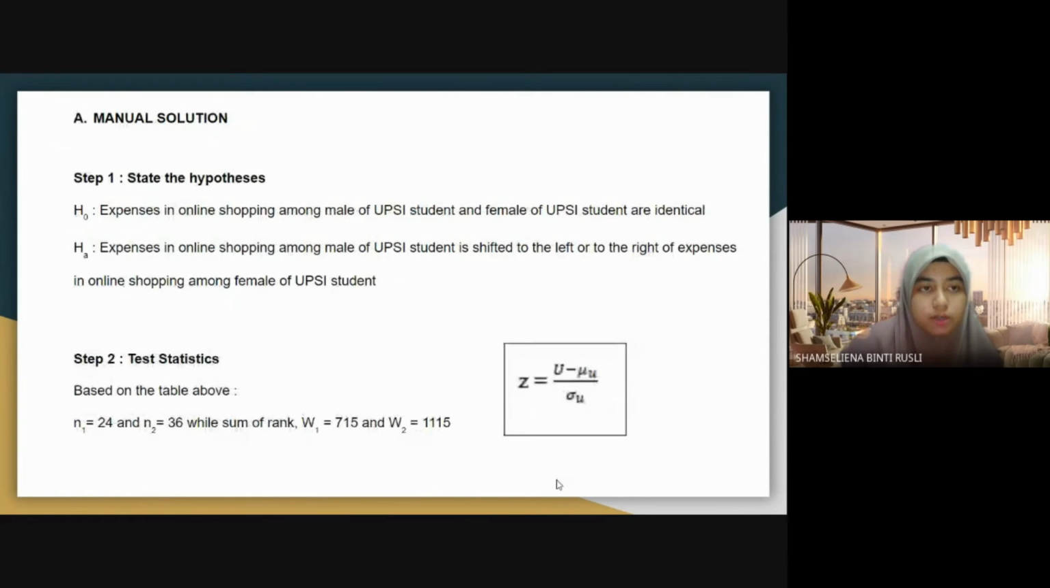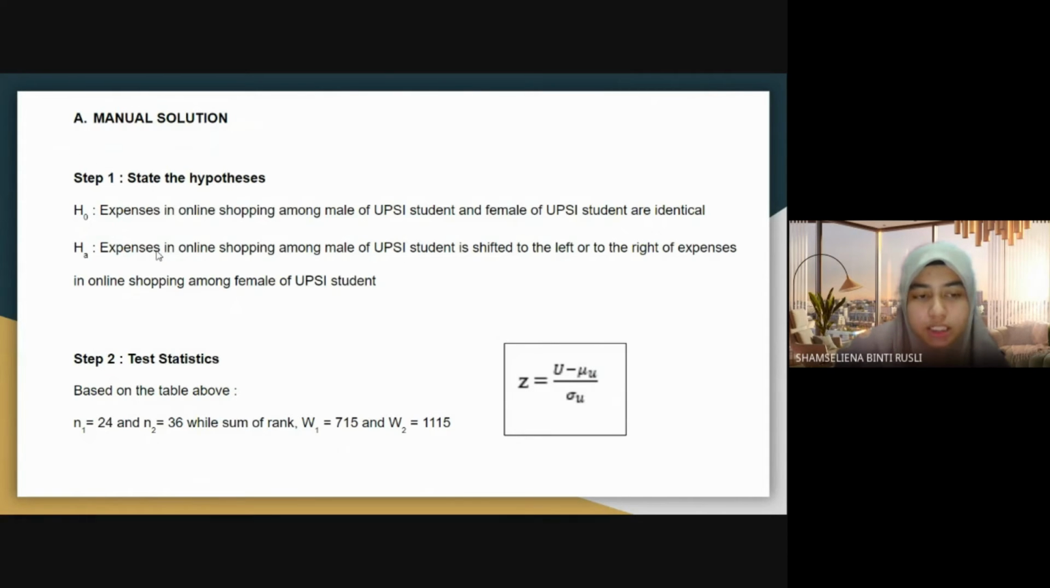For the manual solution, in step 1 we state the hypothesis. The null hypothesis is that expenses in online shopping among male UPSI students and female UPSI students are identical. The alternative hypothesis is that expenses in online shopping among male UPSI students are shifted to the left or to the right of expenses among female UPSI students.